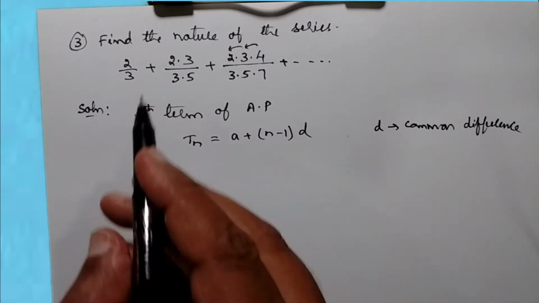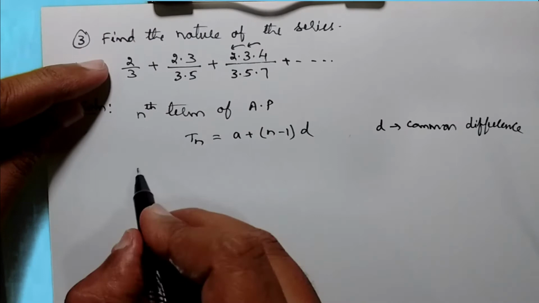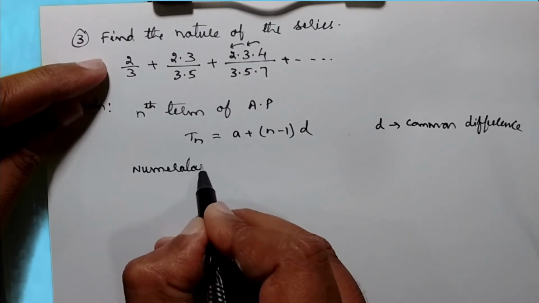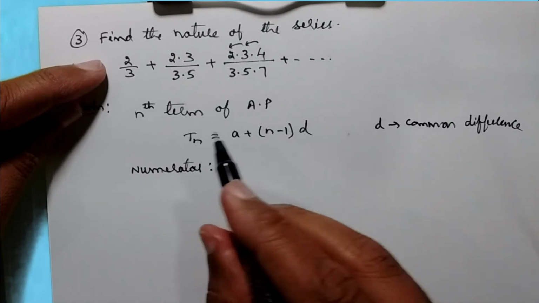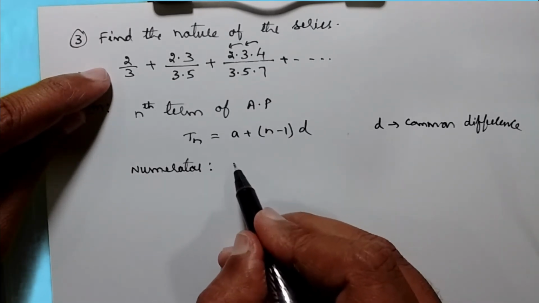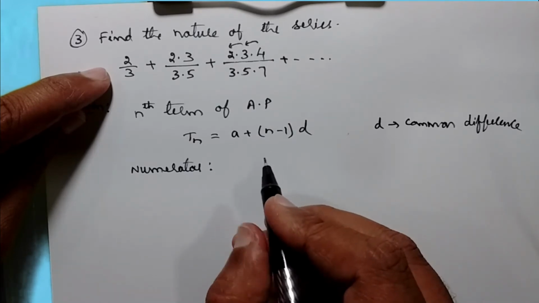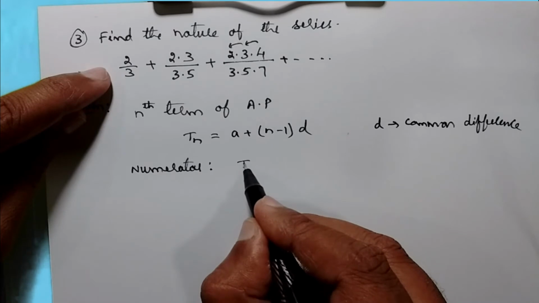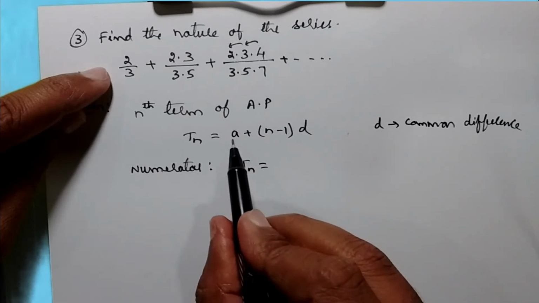So if you try to observe, I am talking first, I'll take the numerator value. So let us take the numerator value. So for the numerator, you want to find out the nth term. Because here we are finding out the un term, so we'll try to see what will be the un term. So the nth term in the numerator will be, what is the first initial term?